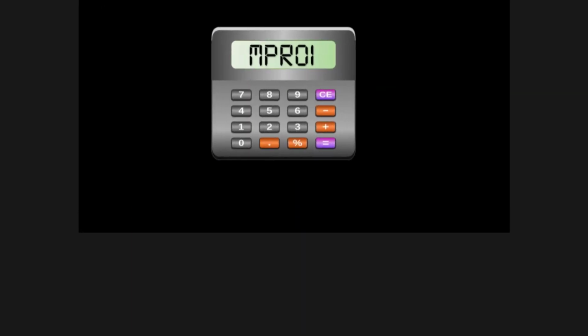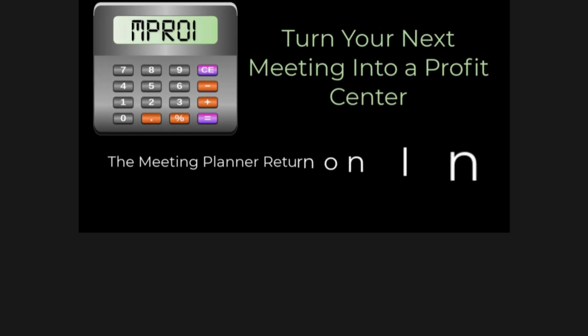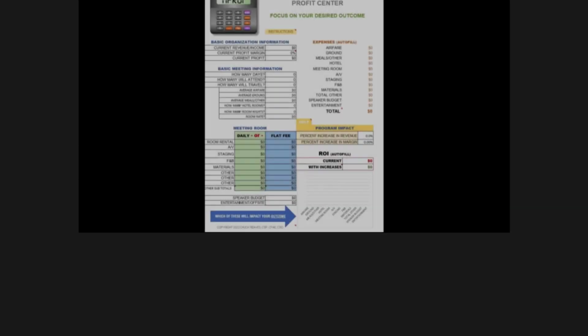And again, it goes online. It finds the tool that teaches them how to use the MPROI calculator and how they can turn their next meeting into a profit center if they will simply invest more in the talent that they bring to the front. The Meeting Planner ROI Calculator is a tool that meeting planners can use to justify or increase.